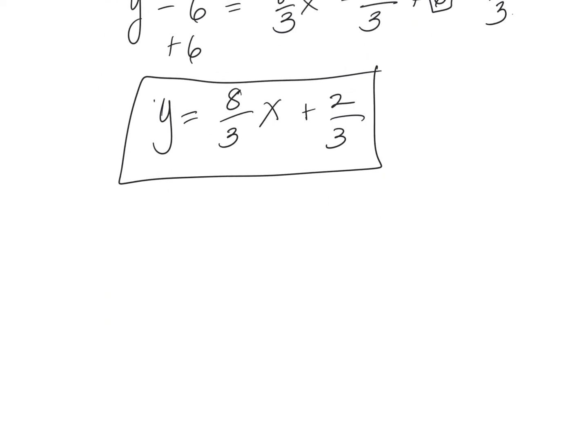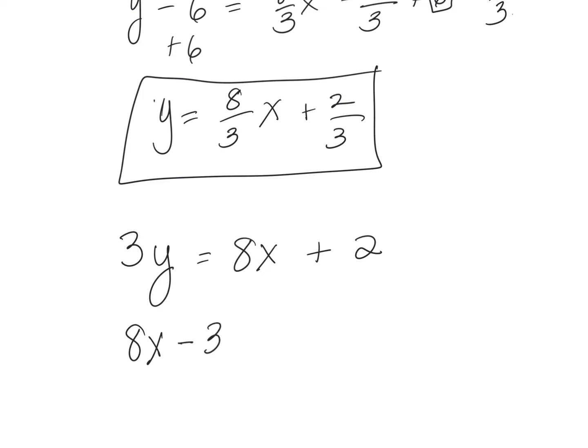If I want to go to general form, I multiply everything by 3. And then I can just move the 3y over, and end up with 8x minus 3y equals -2. Move that over, keep that positive. So that would be our general form.